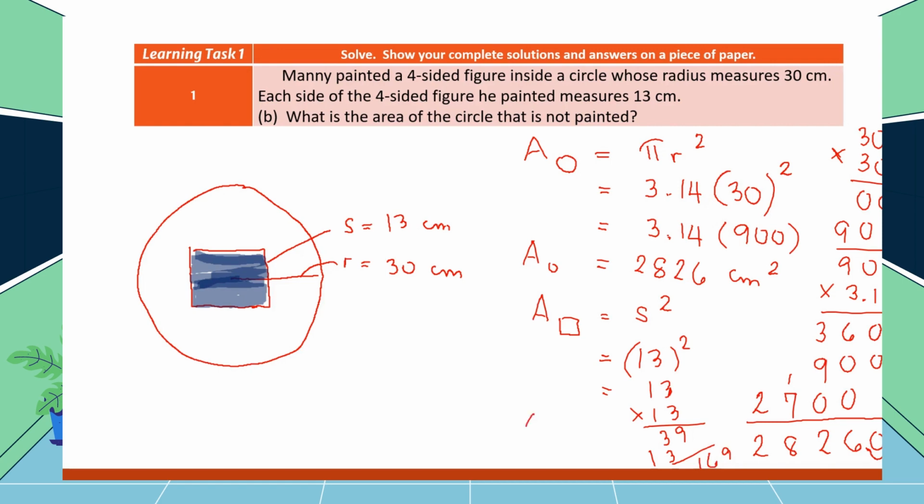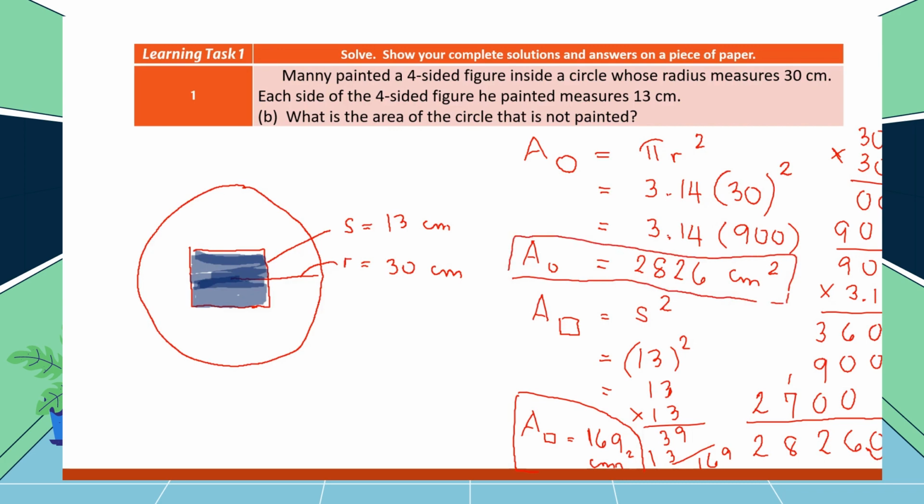Ibig sabihin, the area of a square, okay, the area of a square is what? 169 square centimeter. Okay, square centimeter. So, ito yung area of a square. 169 square centimeter. Pero, hindi ito yung sagot. Okay? Nilagyan lang ng sir ng box para mapahiwalay lang dito sa ating computation. So, meron na tayong area of a circle which is 2,826 square centimeter. Tapos, area of a square is 169 square centimeter.